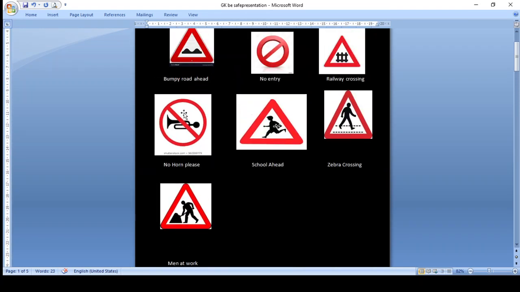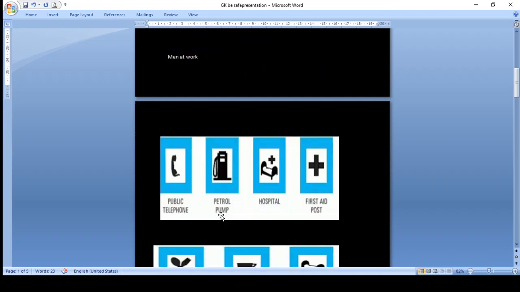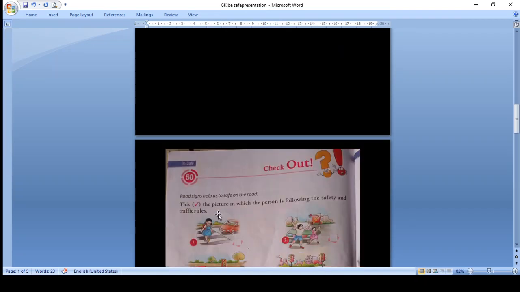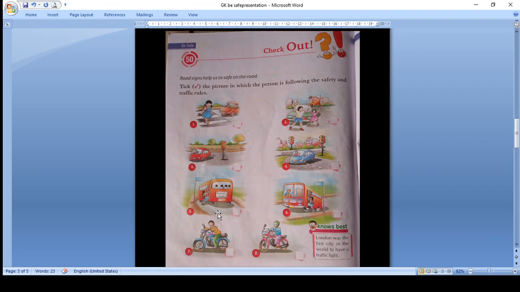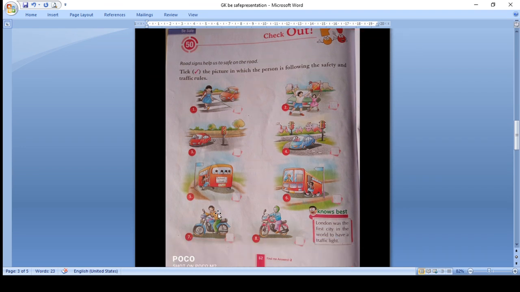In the same way, these help us to control our traffic, and even to be safe while moving ahead, right. The next one is Checkout. Now here you are supposed to tick the correct picture. Actually, is the person following the proper rule or not? So we have to put the tick on the correct picture. I hope it's very easy for you to do, but let us do it. Page number 62, Checkout page.